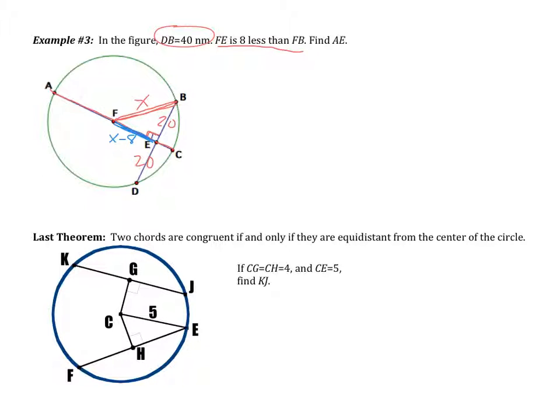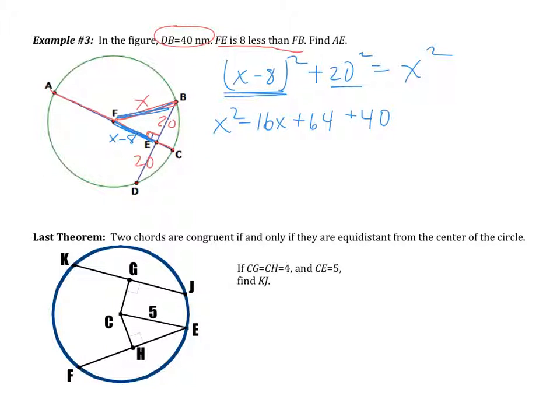Okay, so let's set this up. We should have x minus 8 squared plus 20 squared equal to x squared. The key is you have to understand that the x is your hypotenuse. Are we good with that? All right. Foiling this out, you get x squared minus 16x plus 64. Are we good with that? Okay. 20 squared is 400, equal to x squared. Now, when I go to subtract this x squared to the other side, what happens? Cancels out. That's perfect. Now I'm down to a basic linear equation.